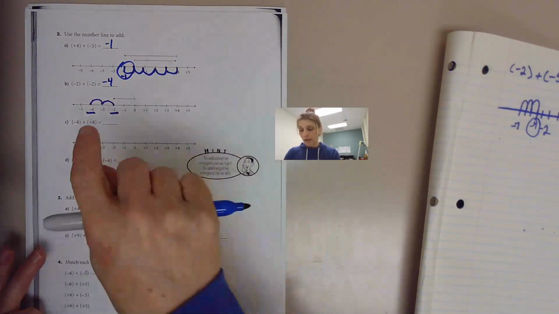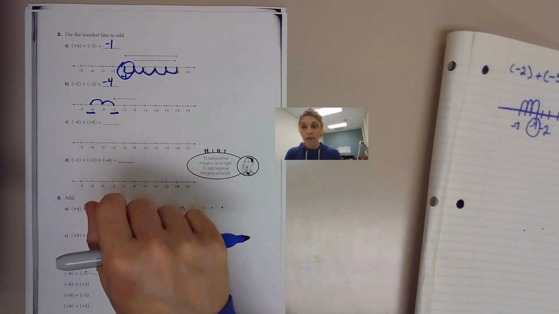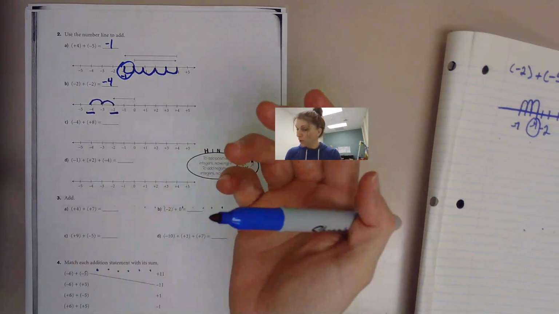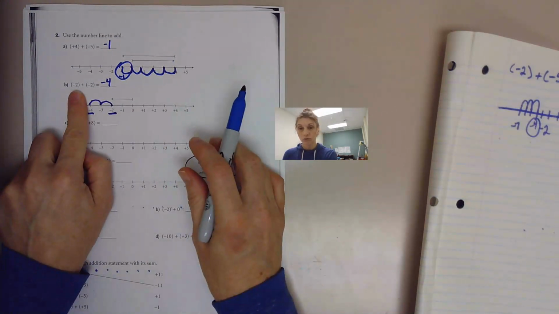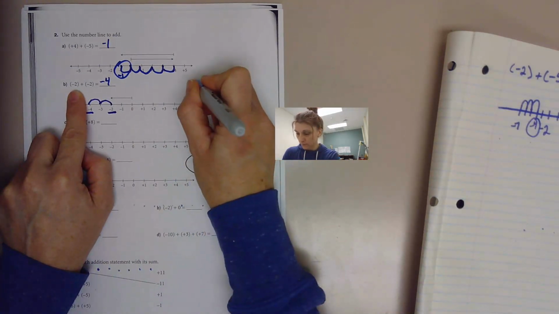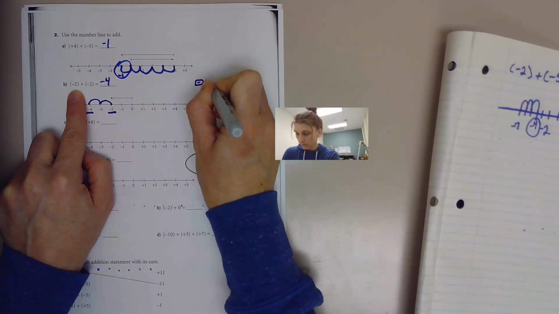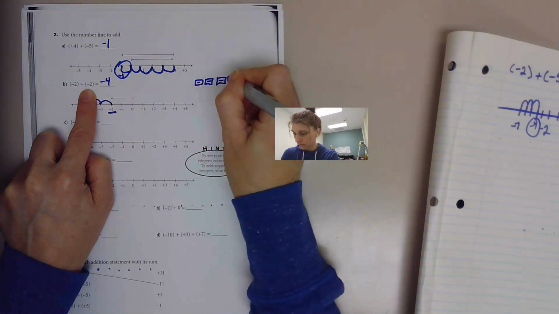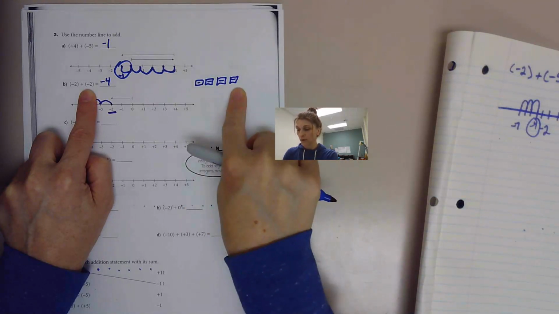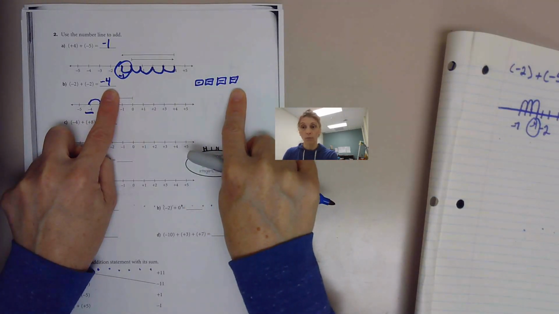Okay? If you're struggling with using the number line, go back and use the tiles if that makes sense. Draw 2 negatives. And then draw 2 more negatives. You end up with 4 negatives. There you go. Okay?